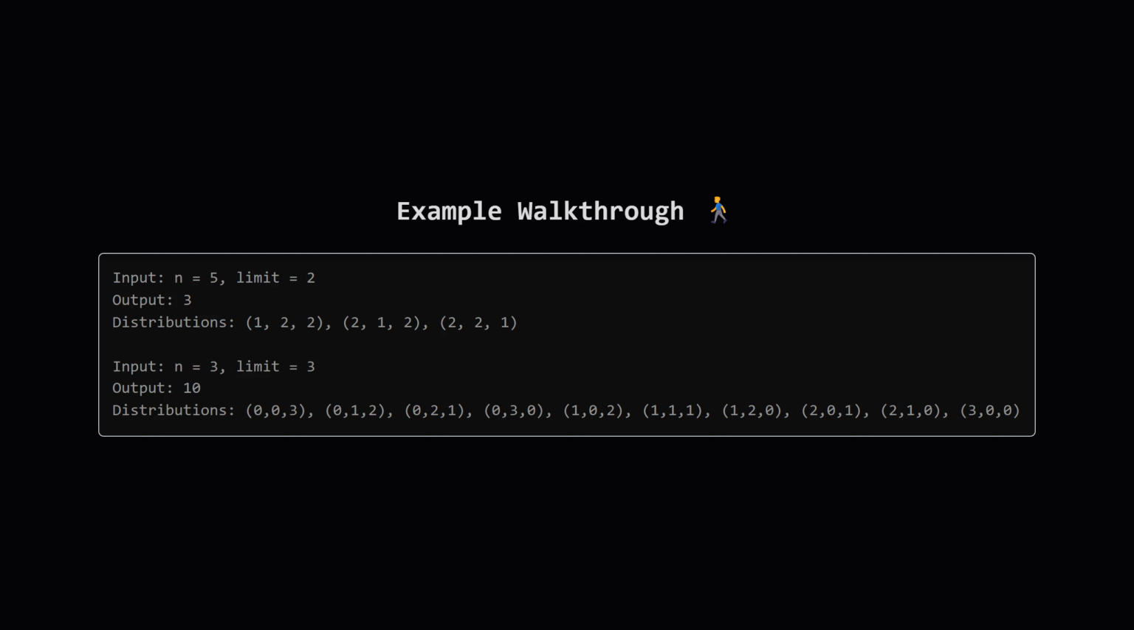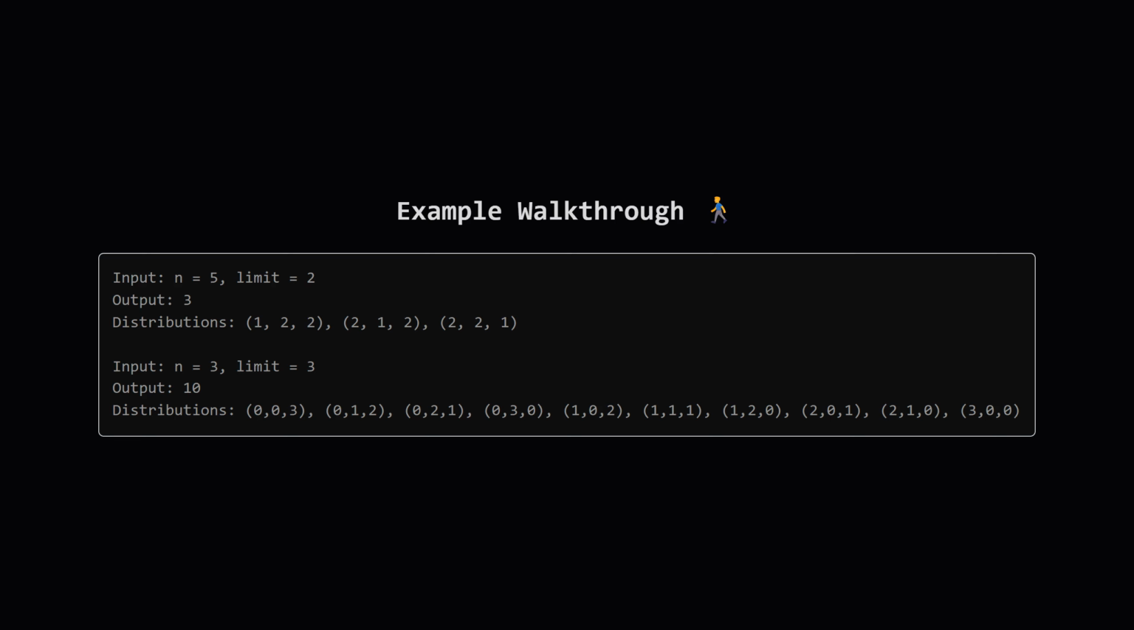Say we have n equals 5 candies, and the limit is 2 candies per child. How could we figure this out? Well, let's think about the first child. Can they get 0 candies? Yes. If they do, we have 5 candies left for 2 children, each with a limit of 2. That means child 2 could get 2, and child 3 would need 3, but that's over the limit. So child 1 getting 0 doesn't work out easily.